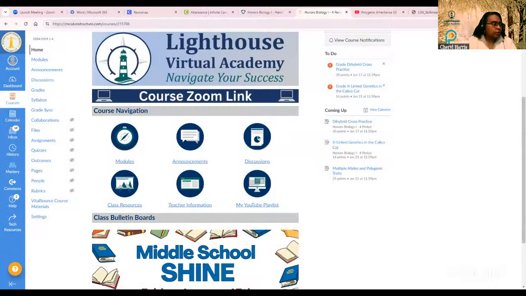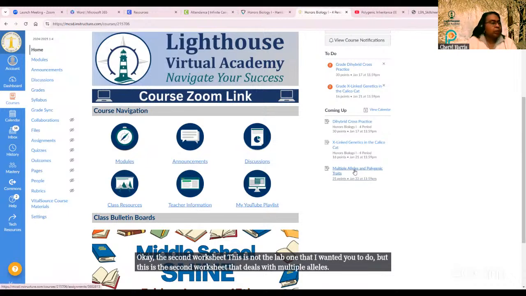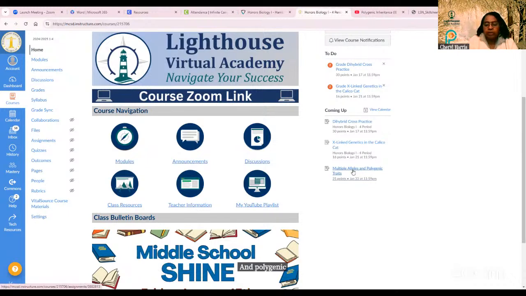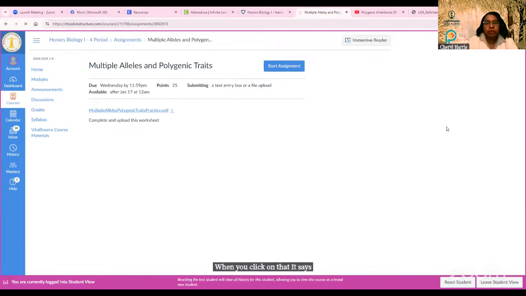Okay, the second worksheet, this is not the lab one that I wanted you to do, but this is the second worksheet that deals with multiple alleles and polygenic traits. It's going to be found on your to-do page, things to do. And when you click on that, it says a student, make sure that you can see it.